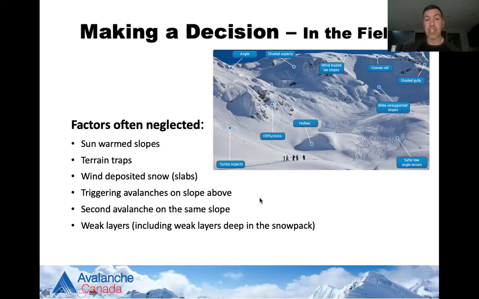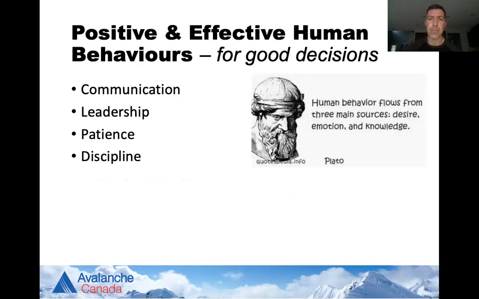Secondary avalanches on the same slope. Just because the slope's avalanched doesn't mean that it's safe to keep going on that slope, because eventually, if you're on a big slope and you go across avalanche debris, the slope's still probably the same steepness, it just hasn't avalanched yet. And then, just identifying weak layers within the snowpack. We're going to talk a little bit more about this in future presentations.